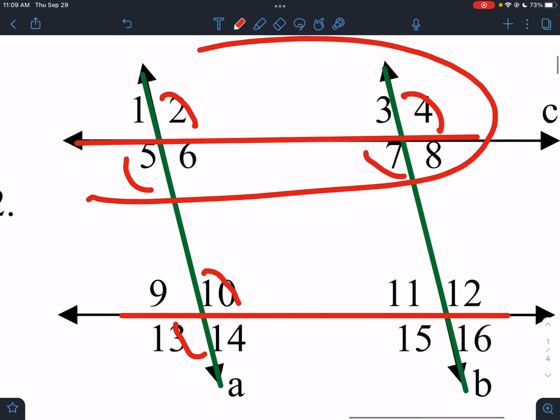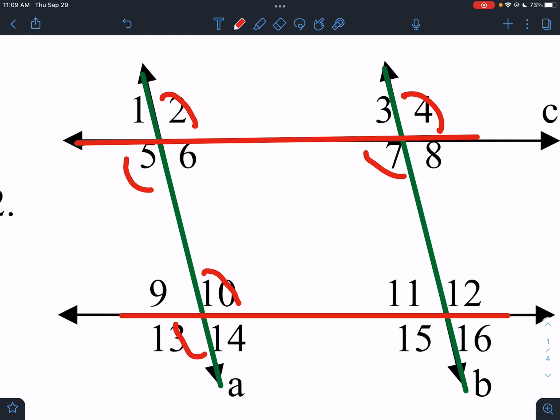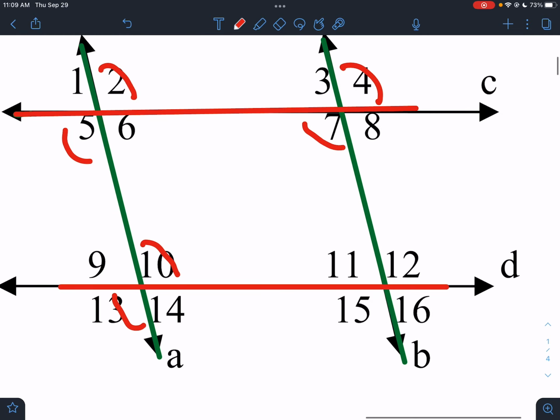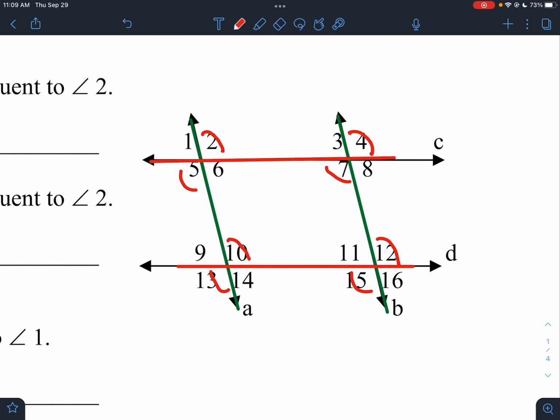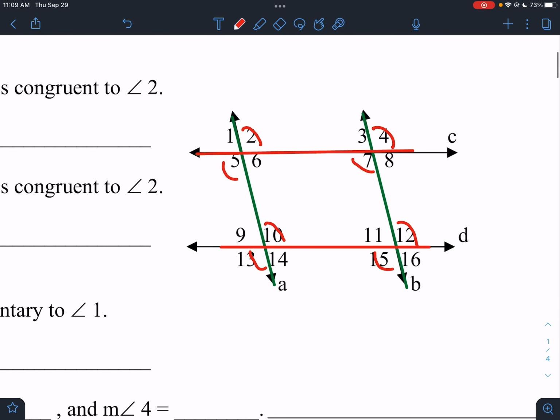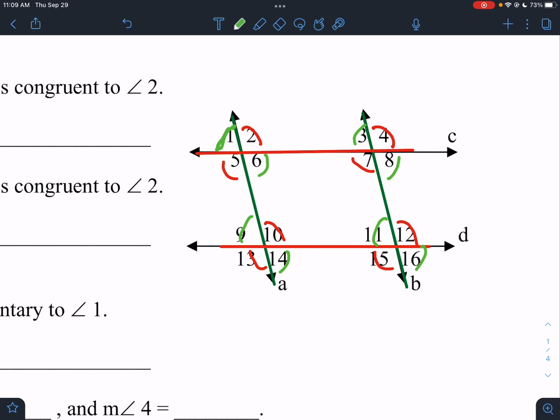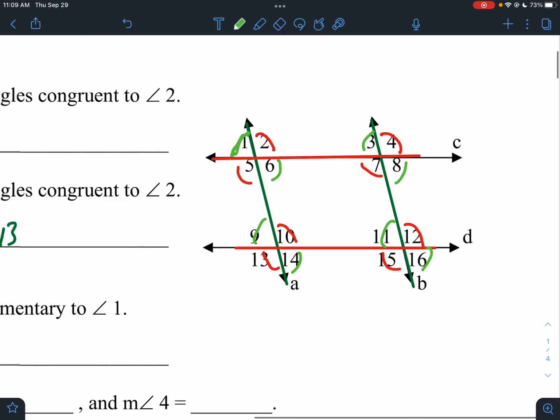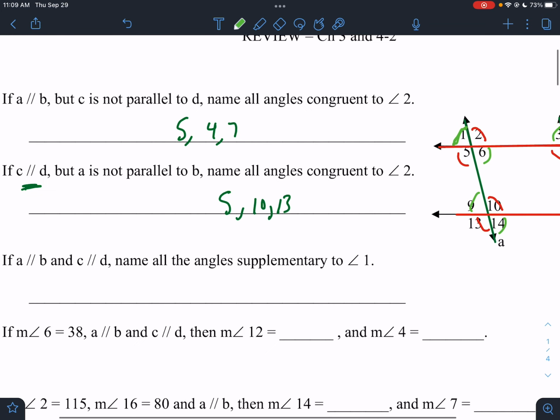If I go this way, I cross the two greens. If I go this way, I cross the two reds. Am I crossing two parallel lines no matter what? Yes, I am. All those red angles are the same size. So name angles supplementary to 1. Let's look at angle 1. Which ones are the same size as 1? 6, 9, 14. All of these are the same size as 1. And there's only two choices. You are either equal or supplementary. So if you're not equal, you're supplementary.